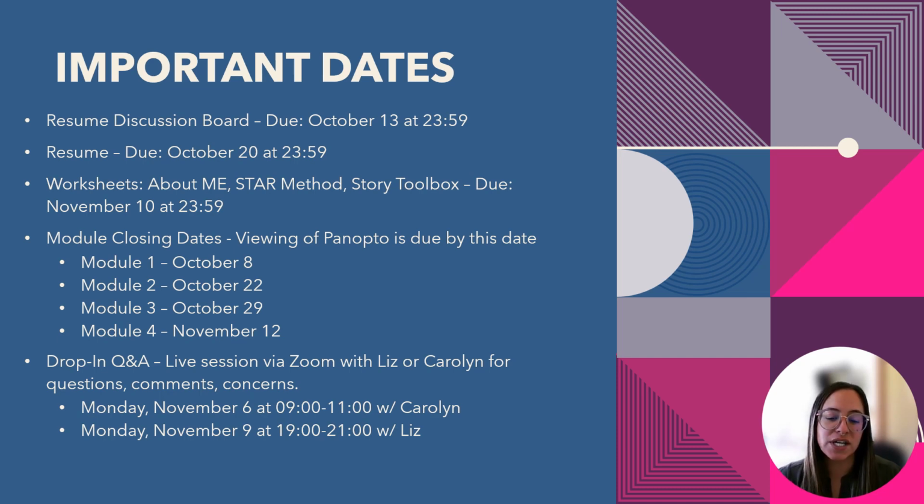The module closing dates, like I mentioned earlier, is when the Panopto viewing of your recorded lecture is going to be due by, or points will be lost. So Module 1 is due by October 8th, Module 2, October 22nd, Module 3, October 29th, and Module 4, November 12th. The closing dates are kind of a hard set closing date. If something does happen and you have family emergencies or anything, please just reach out to us individually.